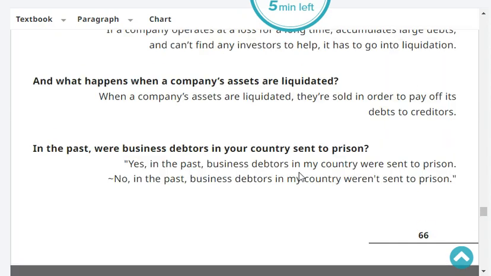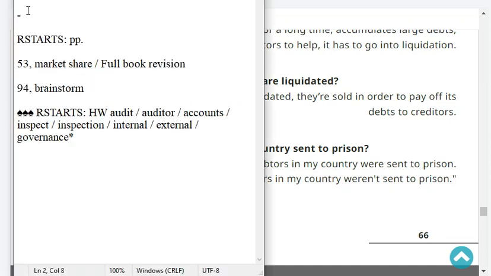Very good. In the past, were business debtors in your country sent to prison? Yes or no? Yes. In the past, business debtors in my country were sent to prison. Very good. Okay, so now let's move on to reading.